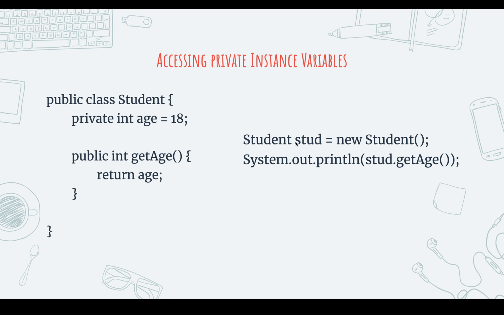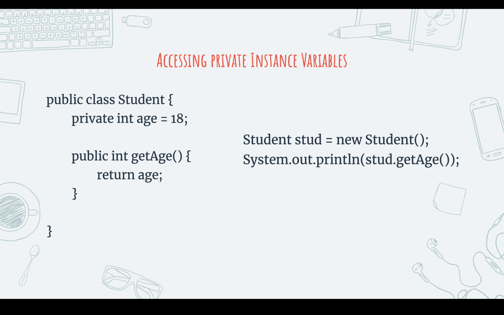So if I access the age directly, it's going to hit me with a big no-no. But if I access the public method that is in the same class as the private instance variable, then it's going to access the age for me, and then it's going to return the age, or send the age into this print statement. It's going to send 18, and it's going to print out 18 for me. And that's how we access private instance variables. We access them through getter methods.